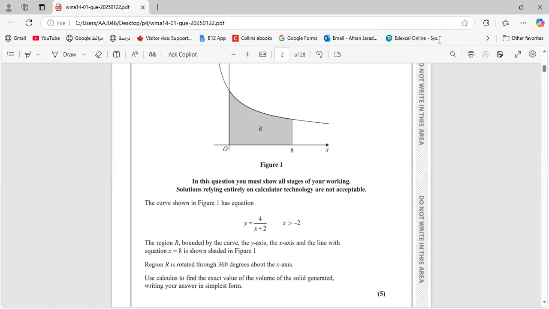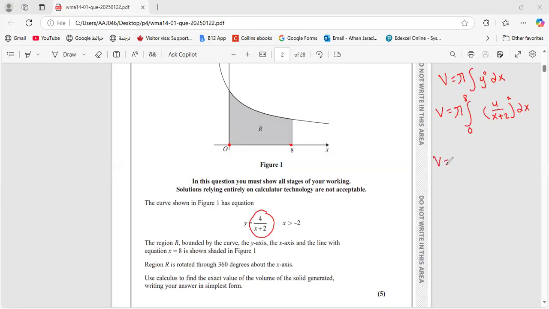So, the volume equals pi integration of y squared dx. So the volume equals pi integration from 0 to 8 of y squared, where y equals 4 over x plus 2, so 4 over x plus 2 all squared dx.